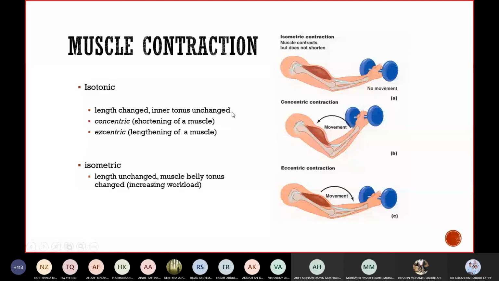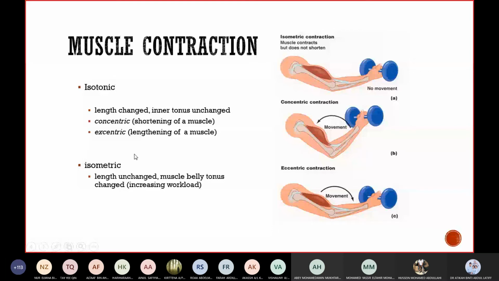So for example in concentric contraction here, when you lift the dumbbell, there is a shortening of the muscle, so the length of the muscle is changed. And eccentric contraction is the opposite: there's lengthening of the muscle. So in both concentric and eccentric there is a change in length. Here there's shortening in concentric, and in eccentric there's lengthening of the muscle.